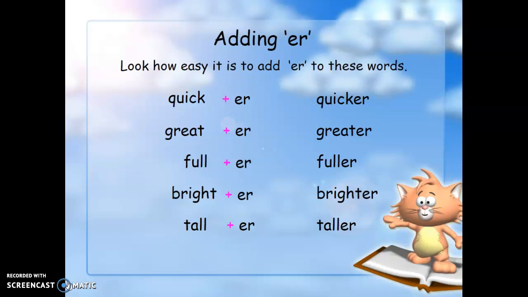So some of these do have long vowel sounds. So for instance, the word great, the A sound in the middle, so great, has a long vowel sound, and the word bright, so the I sound in bright has a long vowel sound. So for words that have long vowel sounds in them, you just add er, okay?